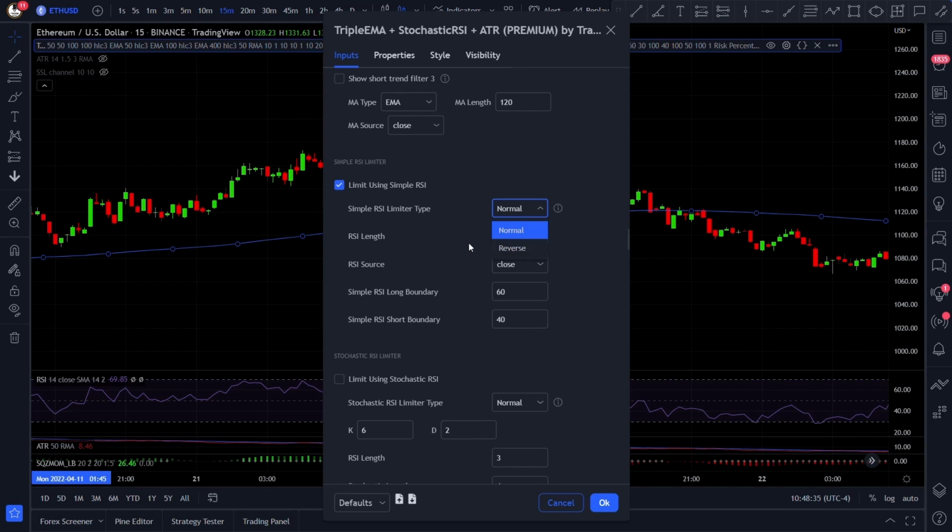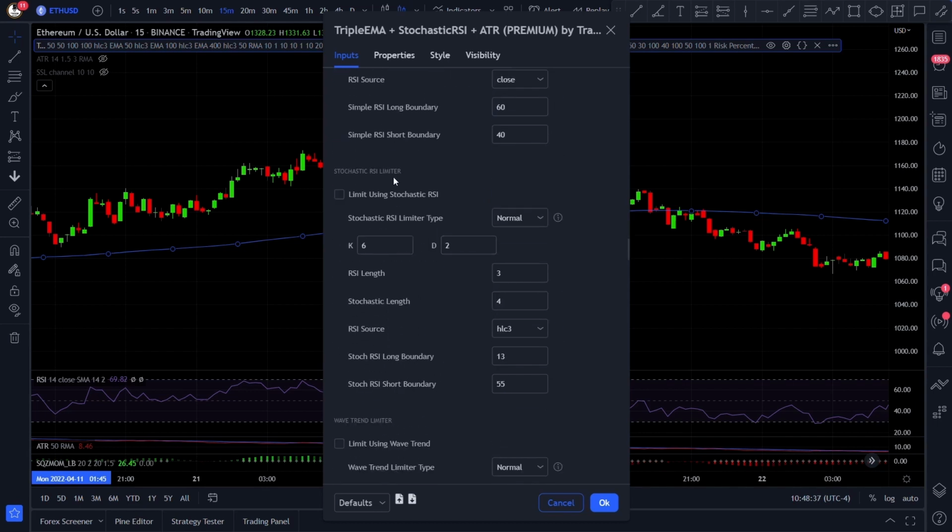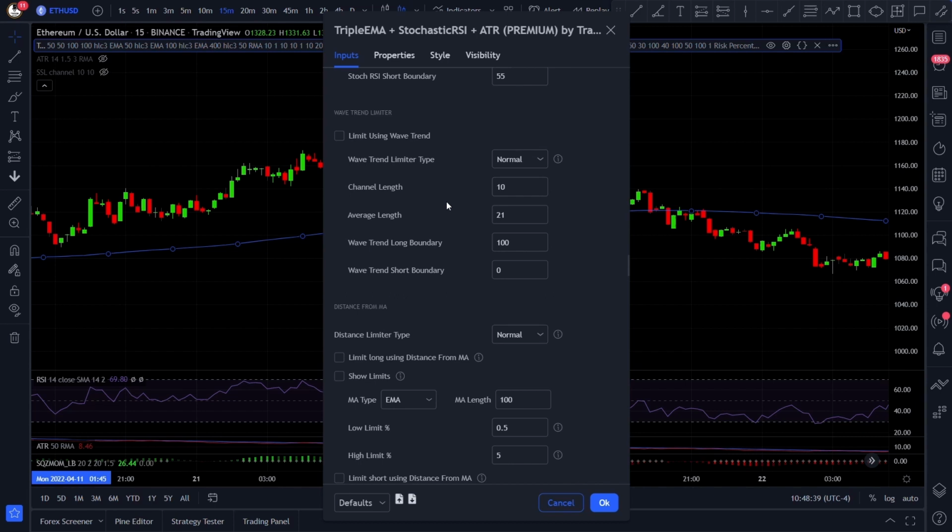Below the RSI limiter, you can find the Stochastic RSI limiter and the WaveTrend limiter. The WaveTrend limiter was requested by Mr. Juicy, our moderator, an active member of the community, and one of our early Smart Trader members. By the way, you can also request any filter or function you miss from our scripts here in the comment section or in the Discord chat.